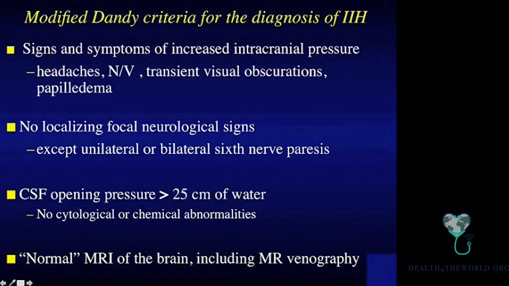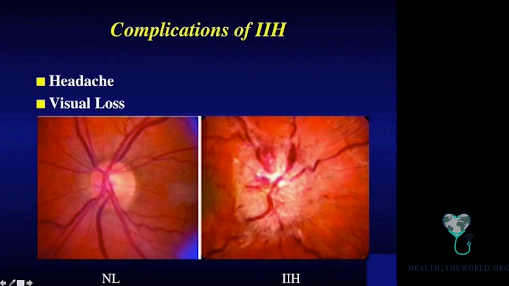And the scans should be normal. That is, including MR venography, the patient has a normal MR scan of the brain. The complications of this are the most important thing to keep in mind, including blindness. Blindness is the thing that we really worry about. Of course, headache is no fun to have, but we don't want to be blind.